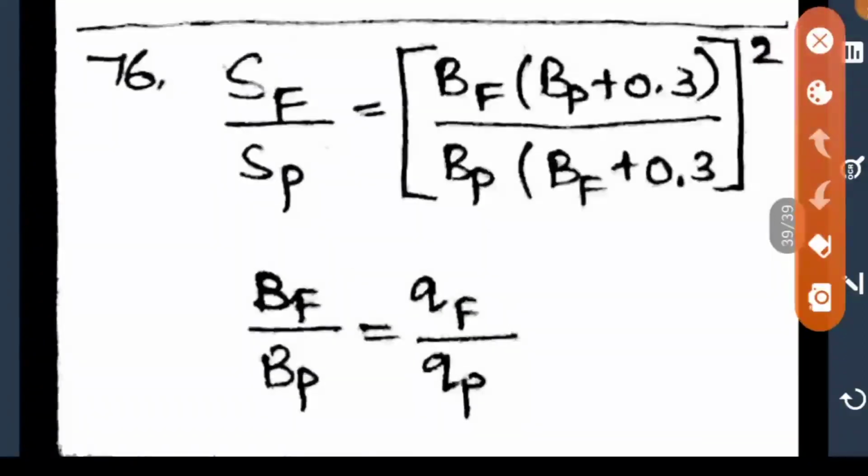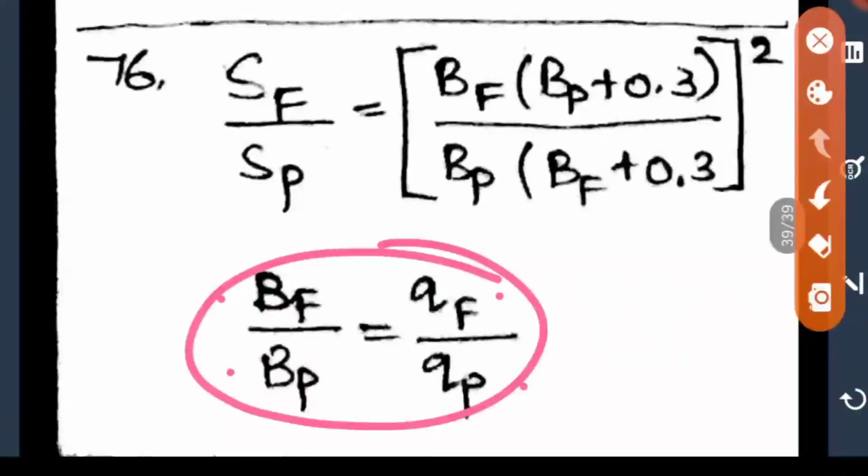So here there are two formulas in this settlement theories. Okay, so first one is SF by SP, that is the settlement of foundation by settlement of the bearing plate is equal to BF into BP plus 0.3 by BP into BF plus 0.3 the whole square. So here B represents the size of the bearing plate and foundation, and the another formula is with respect to the size of the footing foundation and bearing plate and the intensity of loading. But in the question they have given both. Actually this intensity of loading is not necessary because with respect to this we couldn't find the settlement here, so we can directly go for this method and you can leave that intensity value in the question.